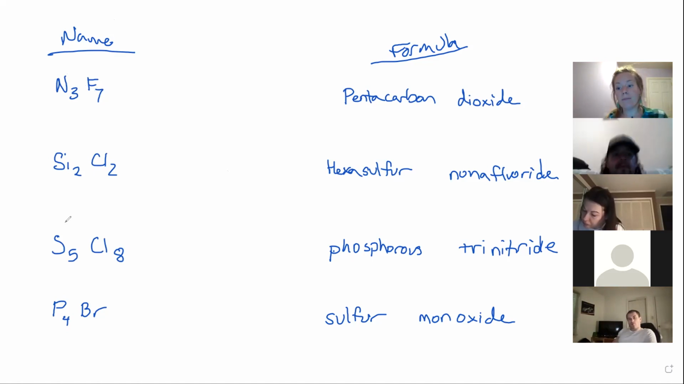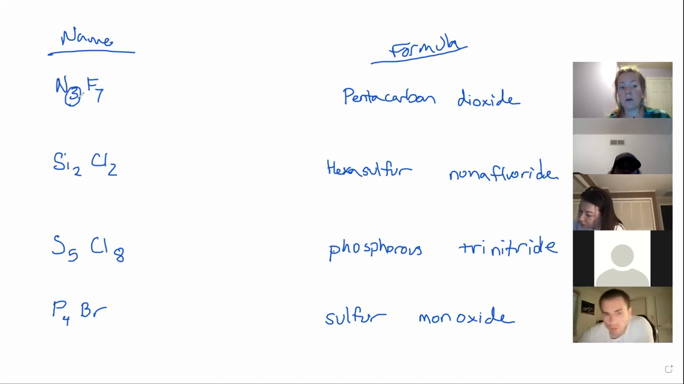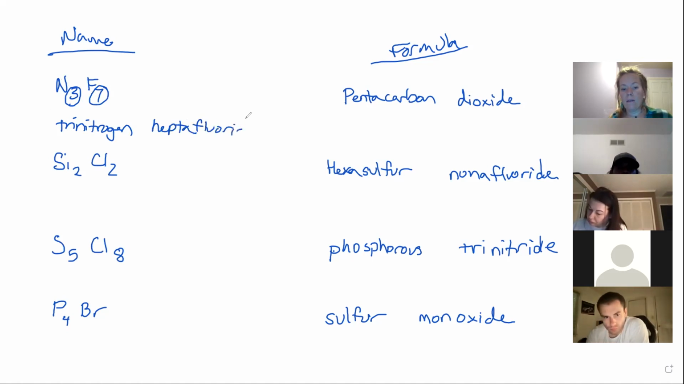Leave flip-flopping in the past. We are going to look at whatever the number is, and that will become the prefix for its respective element. So I have 3 nitrogens here. That becomes trinitrogen. And then we have 7 fluorines. So that's heptafluoride. Okay, so trinitrogen heptafluoride. It makes us sound so smart, doesn't it?